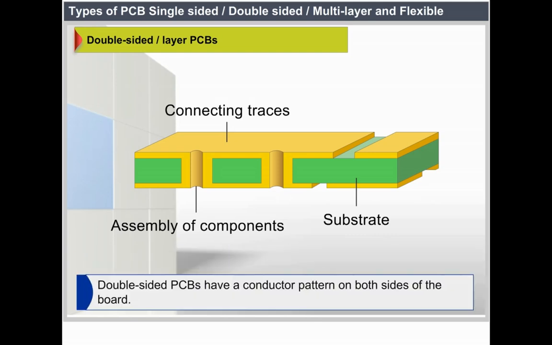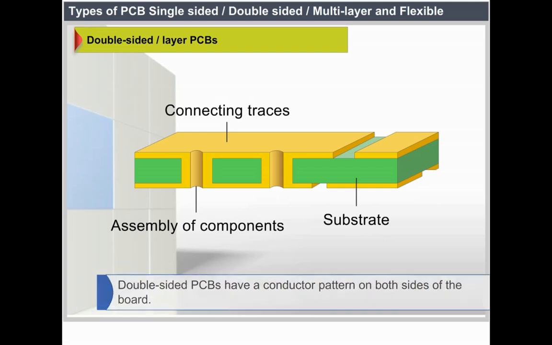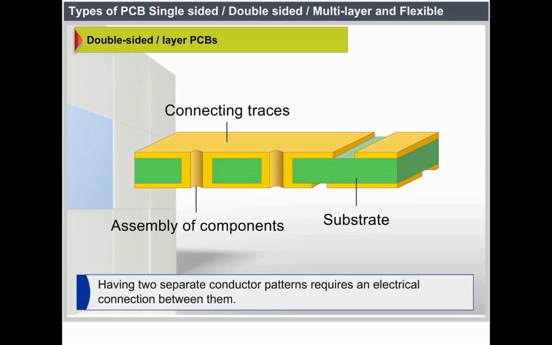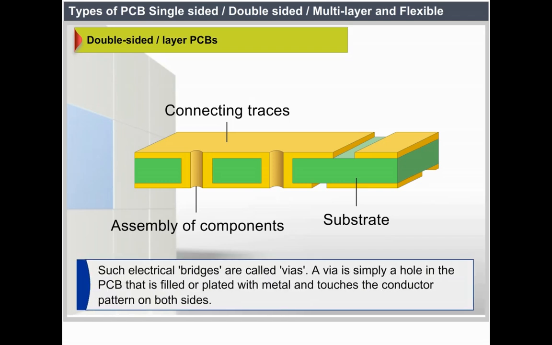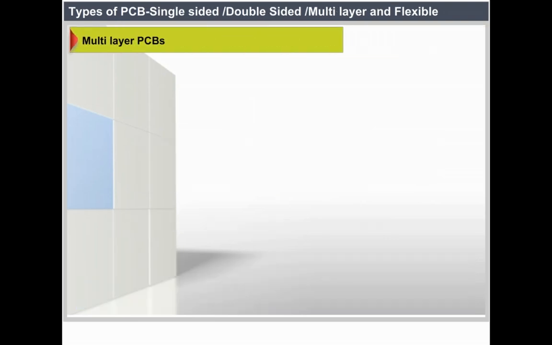Double-sided PCBs have a conductor pattern on both sides of the board. Having two separate conductor patterns requires an electrical connection between them. Such electrical bridges are called vias. A via is simply a hole in the PCB that is filled or plated with metal and touches the conductor pattern on both sides.